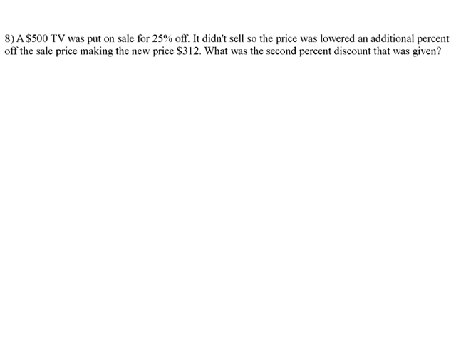Okay, number 8. A $500 TV was put on sale for 25% off. It didn't sell, so the price was lowered an additional percent off the sale price, making the new price $312. What was the second percent discount that was given? Okay, so we have 2 proportions we're going to need to set up here. We're going to have to find out what the amount taken off the first discount was, and then we could find out the percent taken off for the second discount.